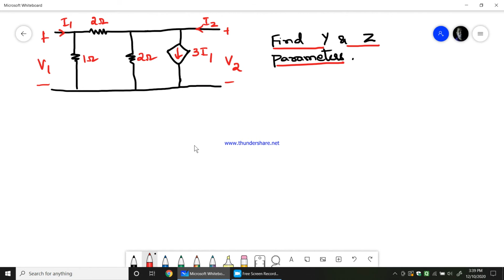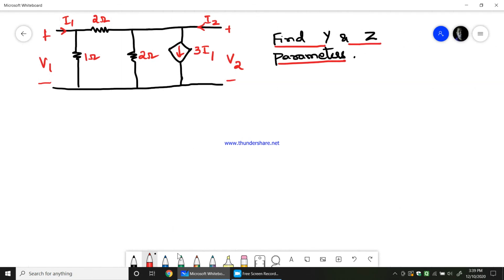Okay, in the next problem, the second problem, we need to find the Y and Z parameters again. In this problem, there is a dependent source, which is a current-dependent current source that is completely dependent on the current I1.